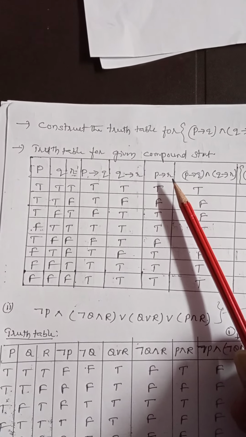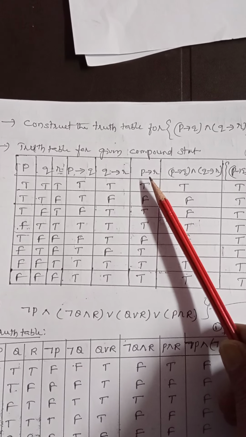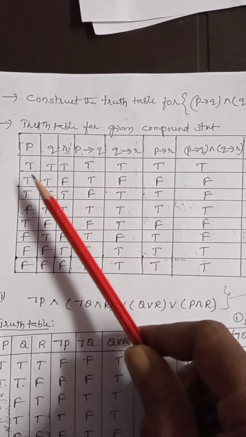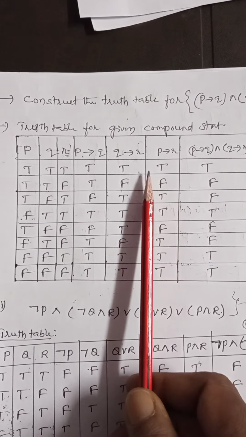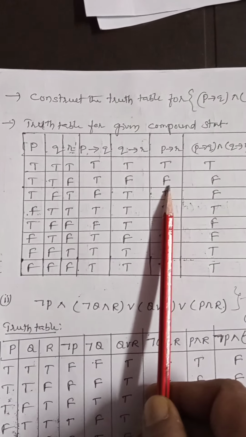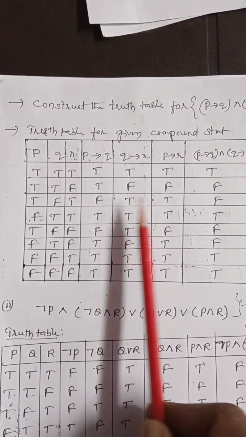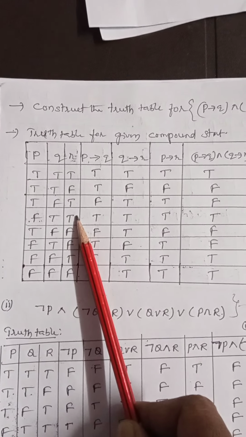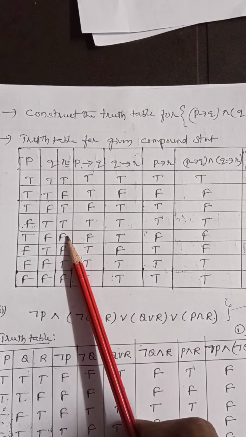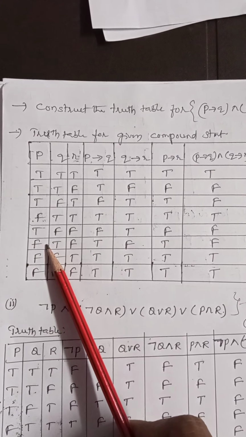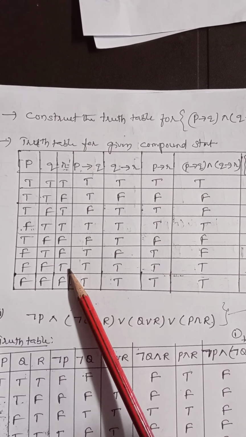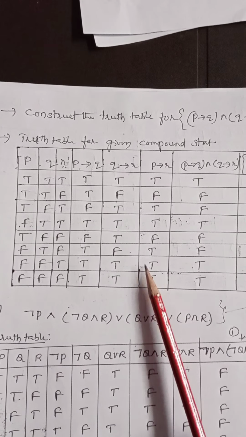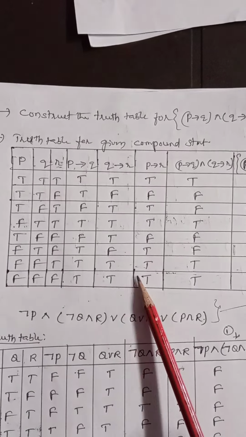Similarly, the implication of P and R is denoted by P arrow R. Now these two you have to consider, the first column and the third column. That means true implies true, true. True implies false, false. True implies true, true. False implies true, true. True implies false, false. False implies false, true. False implies true, true. False implies false, true.